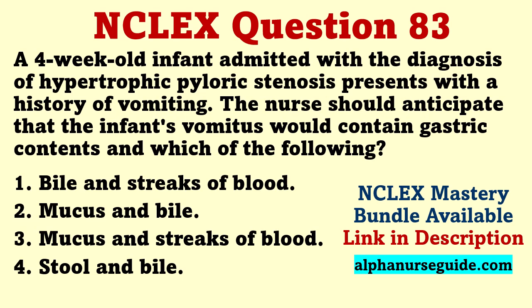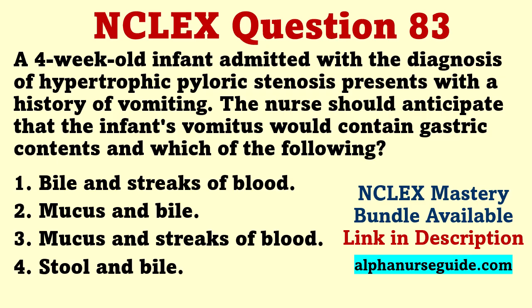A 4-week-old infant admitted with a diagnosis of hypertrophic pyloric stenosis presents with a history of vomiting. The nurse should anticipate that the infant's vomitus would contain gastric contents and which of the following? 1. Bile and streaks of blood. 2. Mucus and bile. 3. Mucus and streaks of blood. 4. Stool and bile.